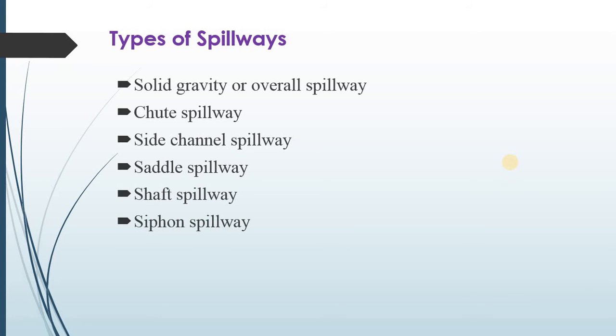They maintain the water level in the reservoir below a predetermined maximum level. So it avoids the flood. There are different types of spillways. The main function of spillway is to maintain the water level in the reservoir below a predetermined maximum level. So the types of spillways are solid gravity or overfall spillway, chute spillway, side channel spillway, saddle spillway, shaft spillway and siphon spillway. Let us see one by one.